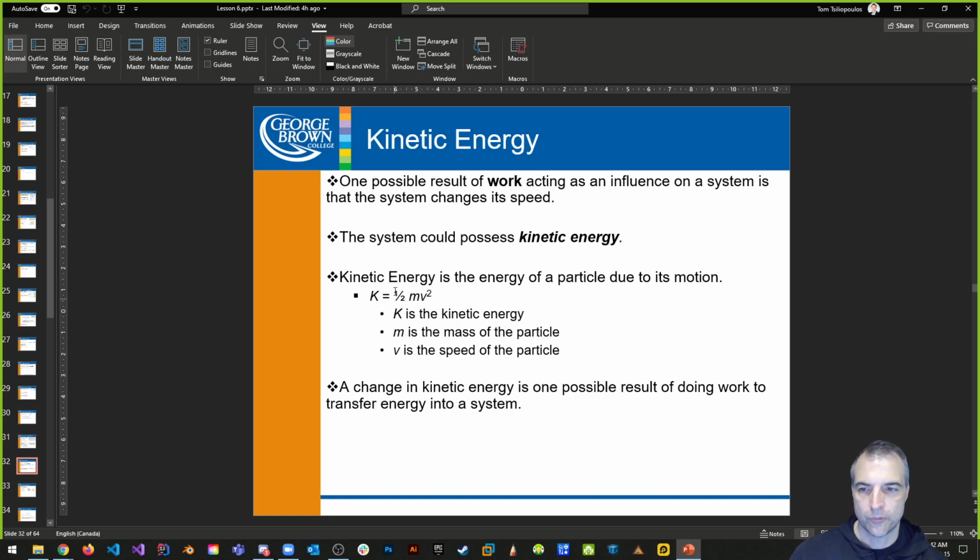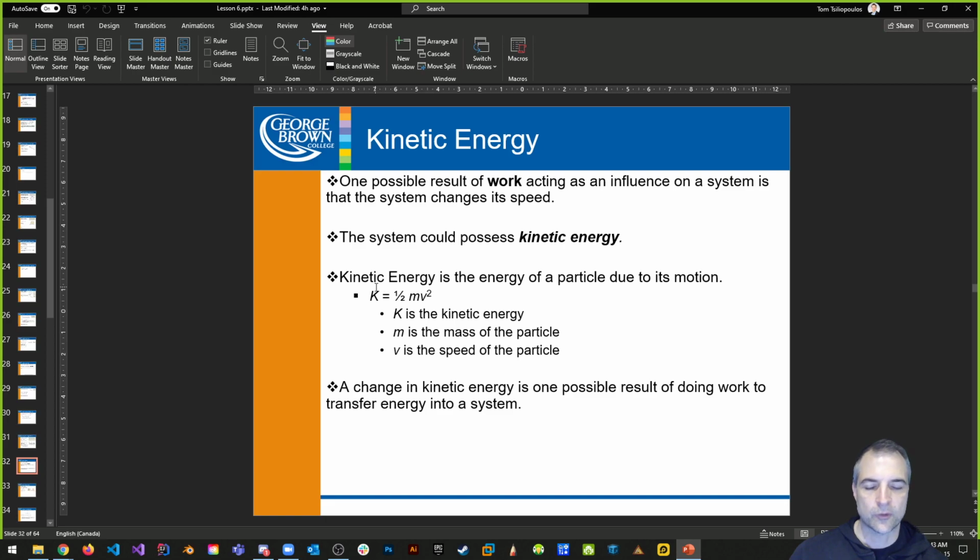If we know this is kinetic energy, where K is the kinetic energy, m is the mass of the particle, and v is the speed of the particle, can we not relate kinetic energy somehow to force? We can, and we'll see how force and kinetic energy match up in a second. So a change in kinetic energy is one possible result of doing work to transfer energy into a system.